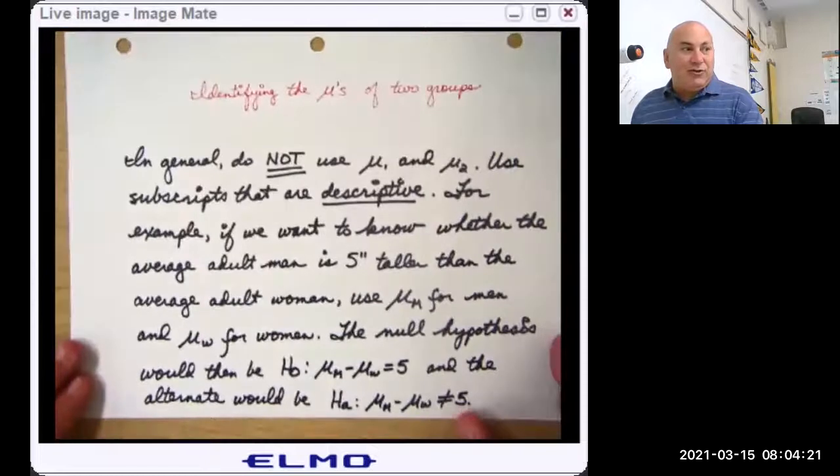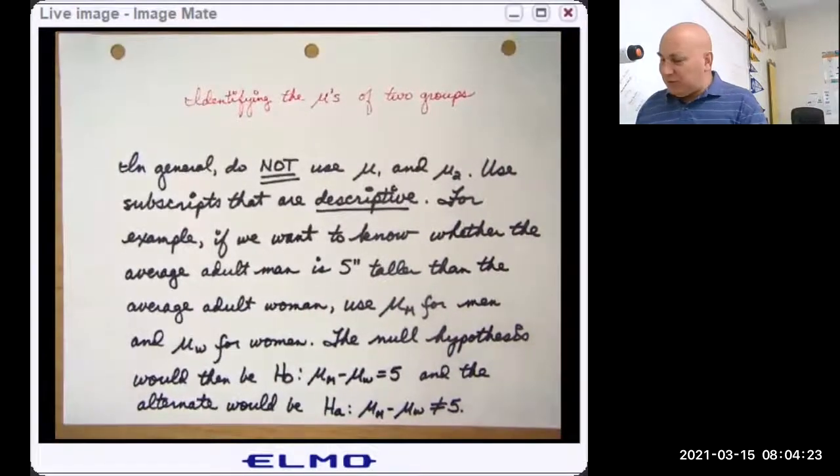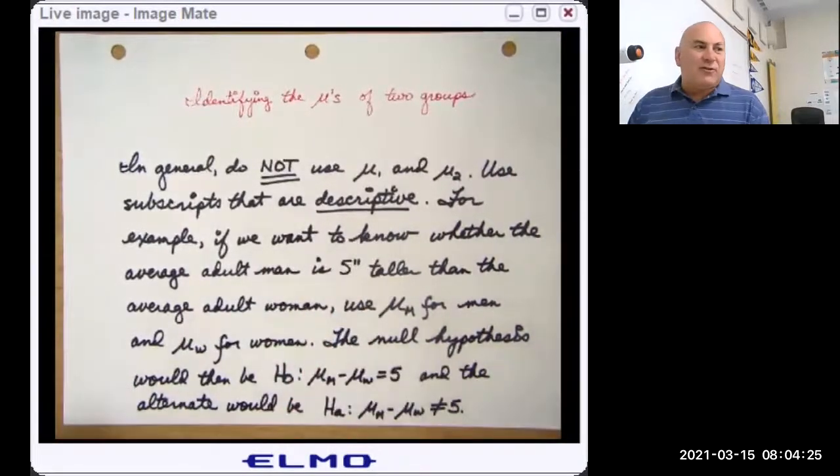Now, all this mu1 and mu2, and now I'm going to tell you don't use mu1 and mu2. You should use subscripts that are descriptive. The reason for that is, if you're saying mu1 and mu2, I don't know which group in your problem we're talking about is 1 and which one is population number 2. You've got to make it clear for me.